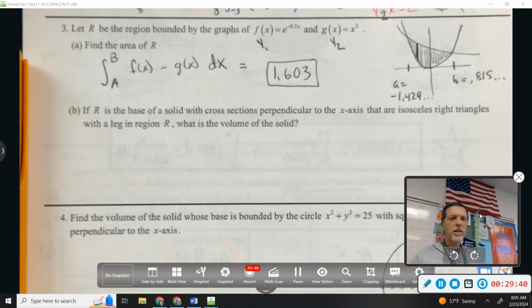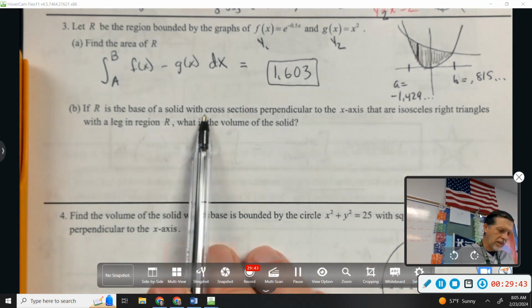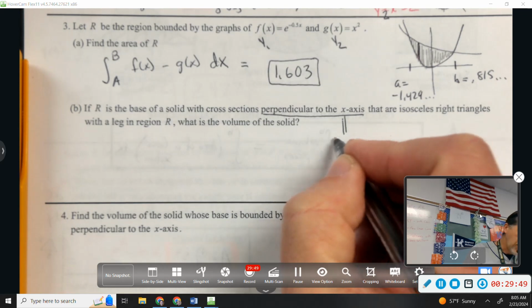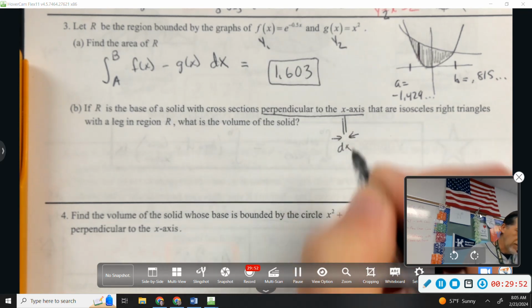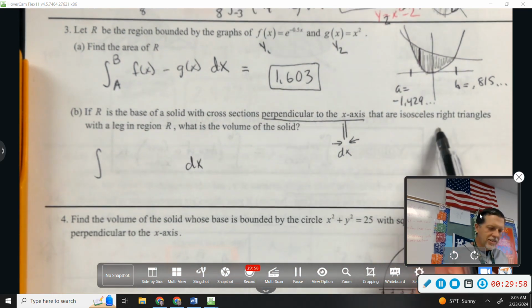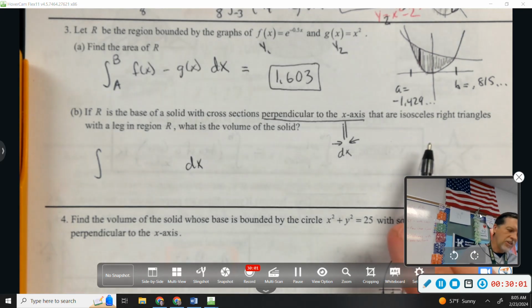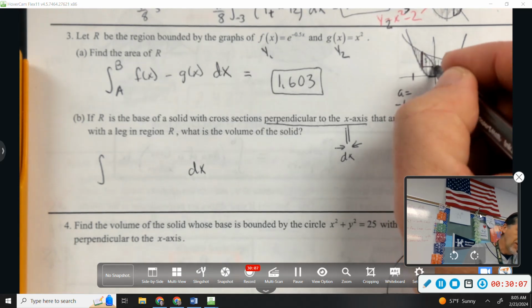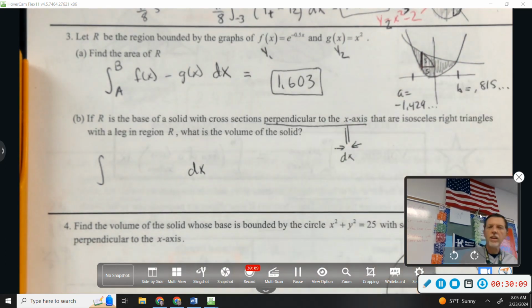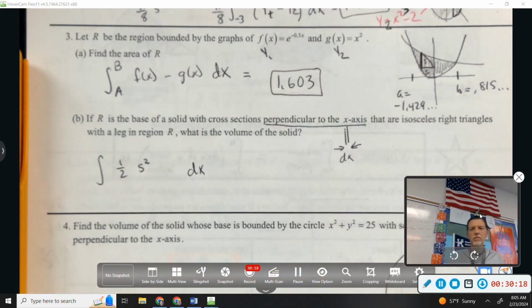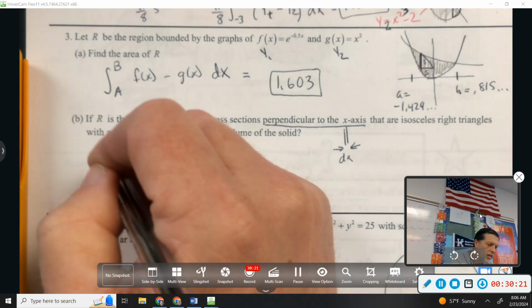Part B, though, says if that region is the base of a solid whose cross sections perpendicular to the x-axis, so that means their thickness is dx, so we'll have a dx problem, that are isosceles right triangles with a leg in region R. Okay, so one of the legs is S. The other leg is also S, because that's what an isosceles right triangle means, whose leg is in the region. So that's 1/2 base times height. 1/2 S squared from A to B.